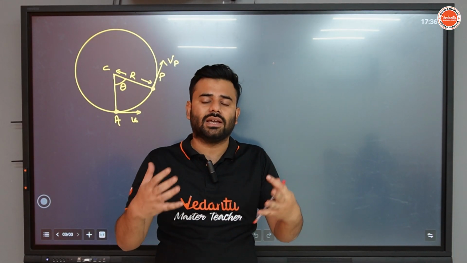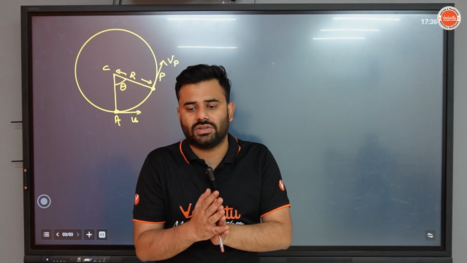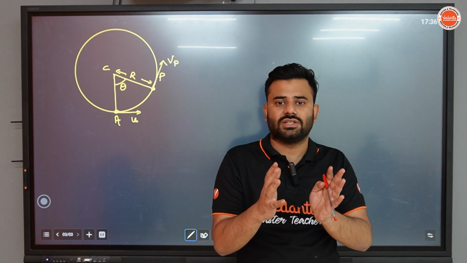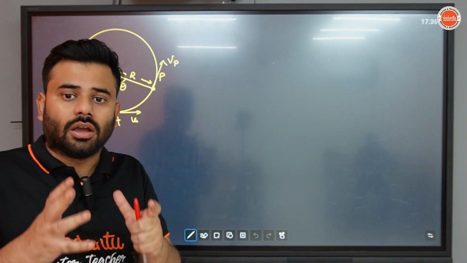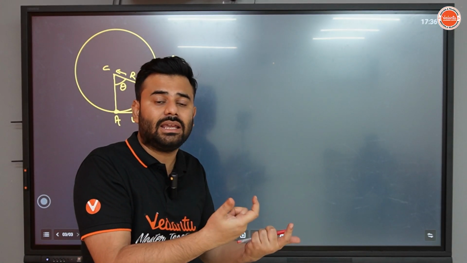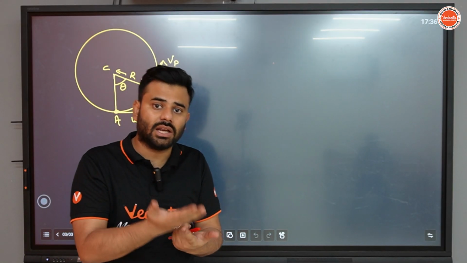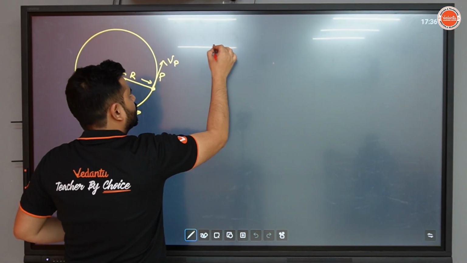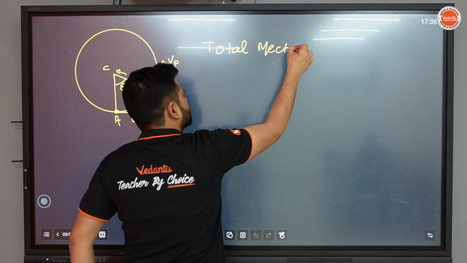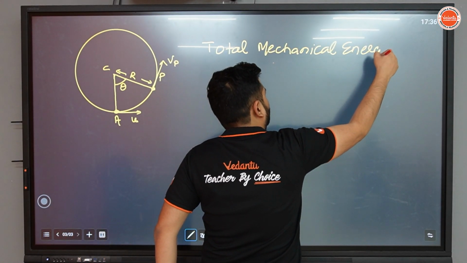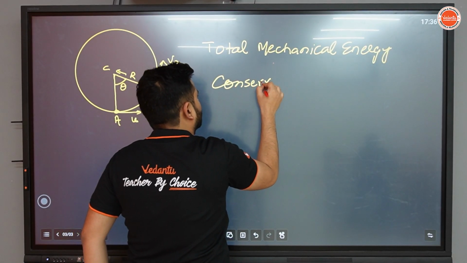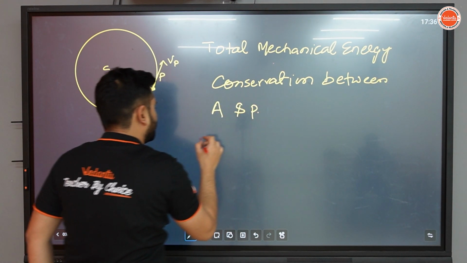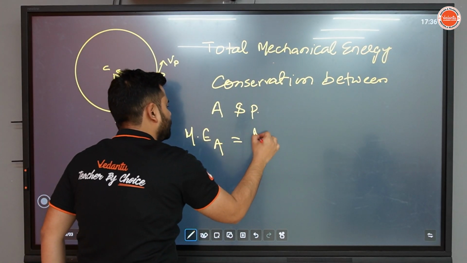Whenever you are applying mechanical energy conservation, to be very precise, mechanical energy conservation, that is kinetic energy plus potential energy, that is equal to total mechanical energy. When we apply mechanical energy conservation, we have to be careful that we have to check whether any non-conservative forces are involved or not. If they are involved, we cannot apply mechanical energy conservation. So you have to be clear on that. Look carefully. So I am going to apply total mechanical energy conservation between A and P. So total mechanical energy at A is equal to total mechanical energy at P.